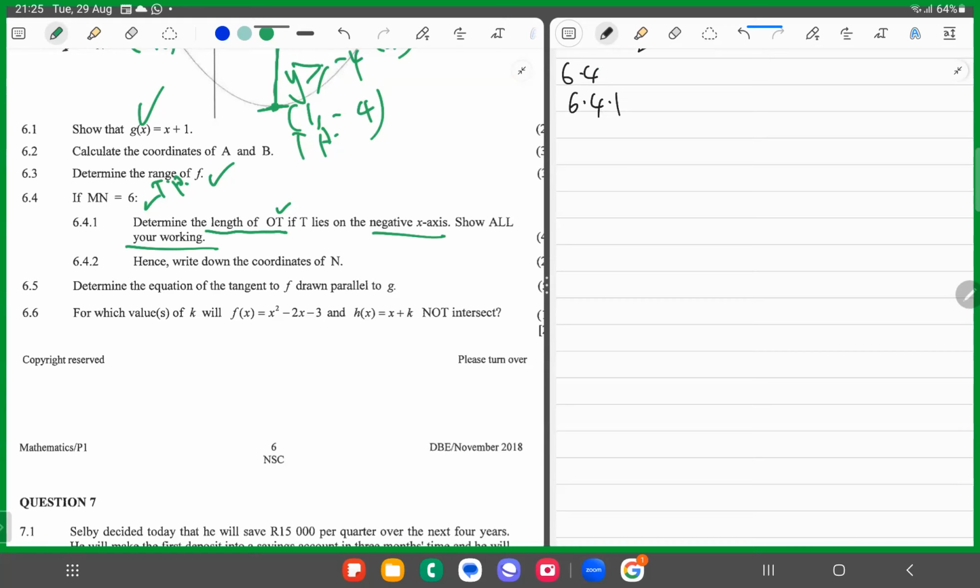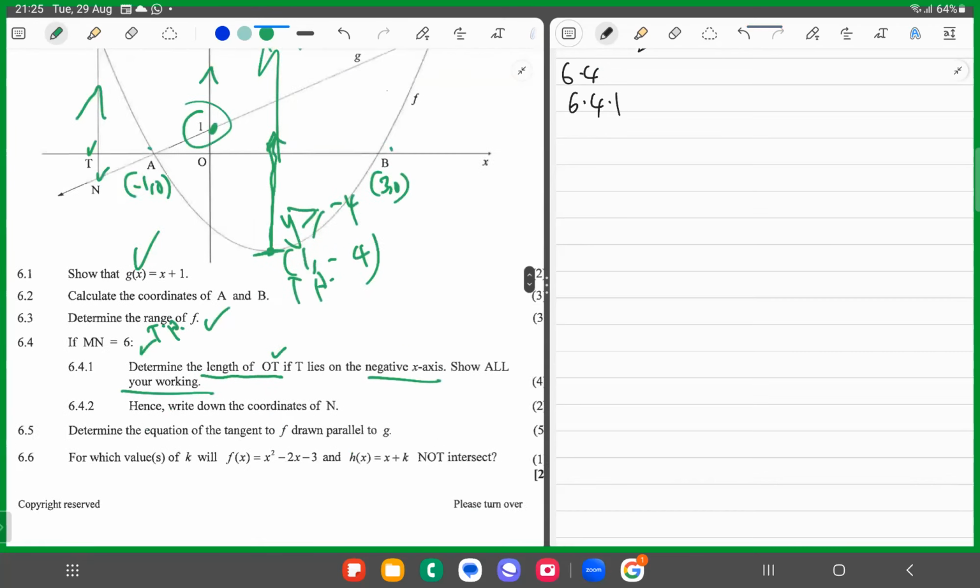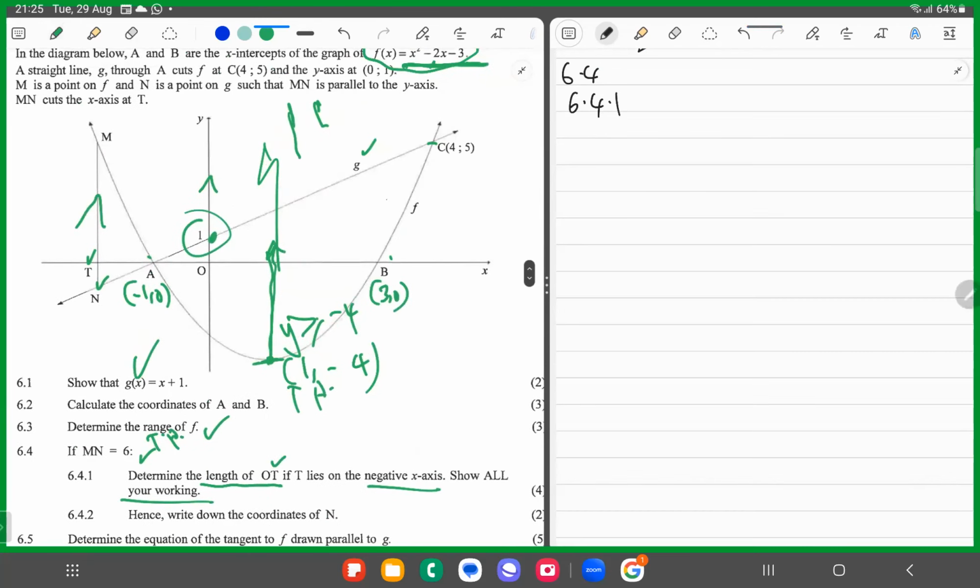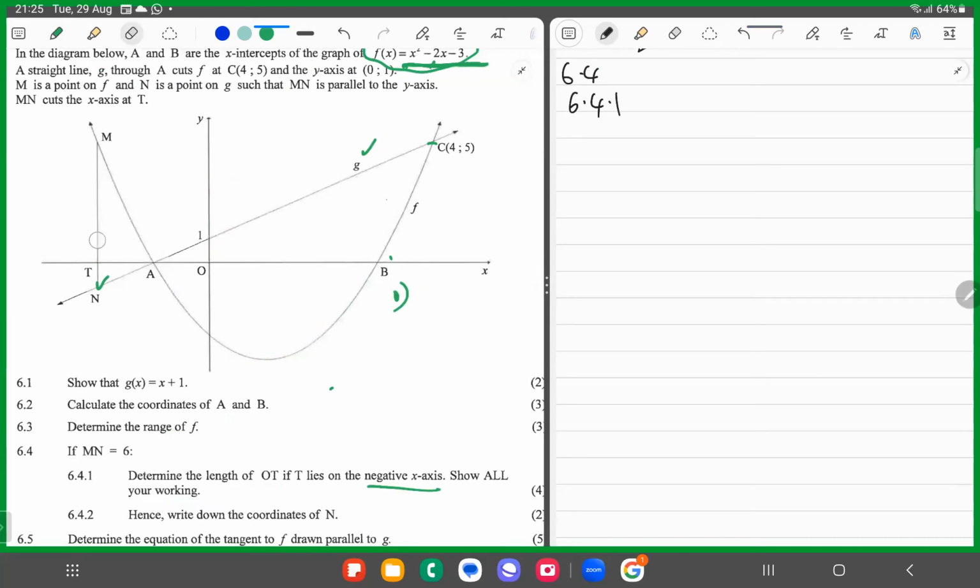Okay, if MN is 6, determine the length of OT. If T lies on the negative x-axis, show all your working. Okay, let's look at this one quickly. I've written too many things. Let me just tidy the diagram up a little bit. If MN is 6, determine the length of OT.